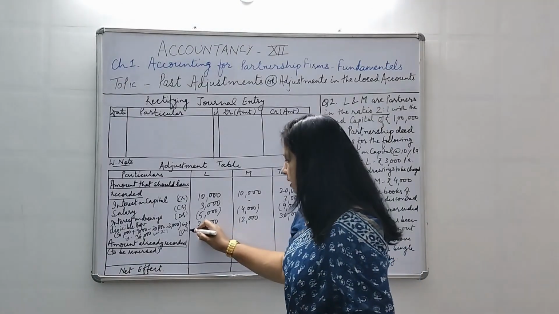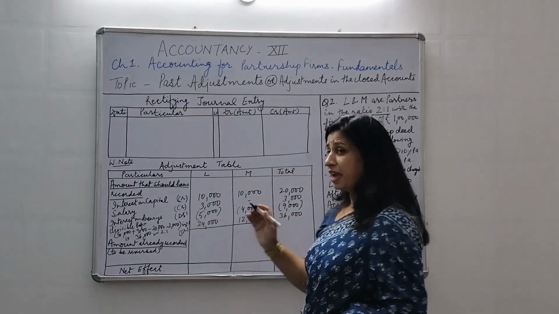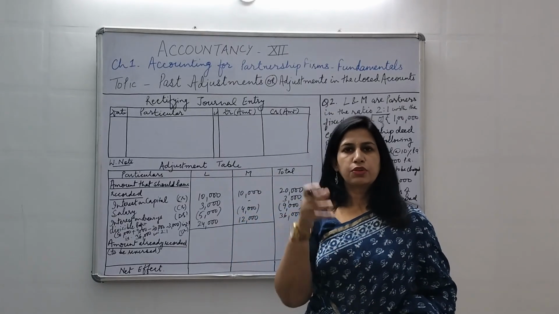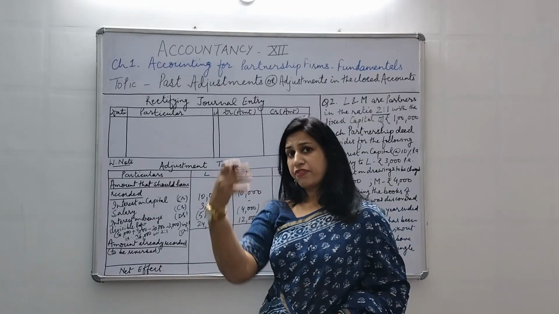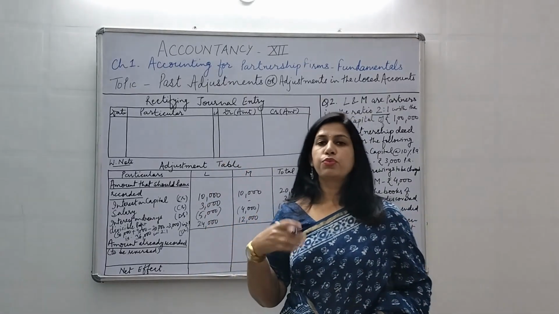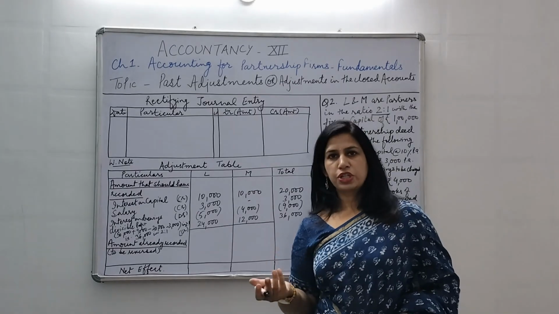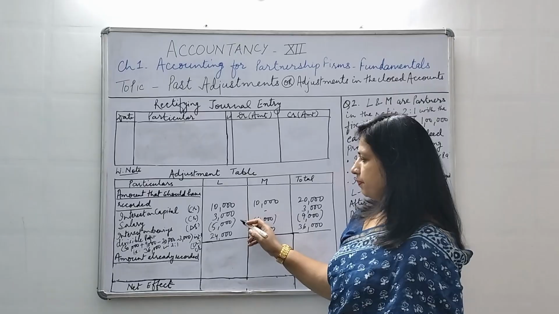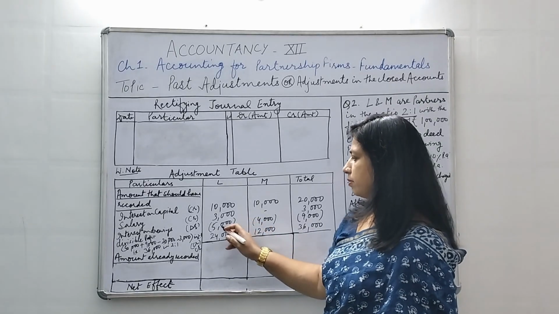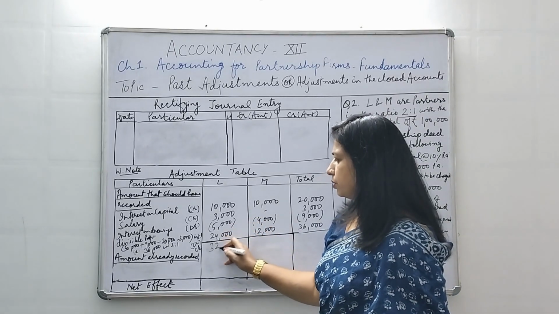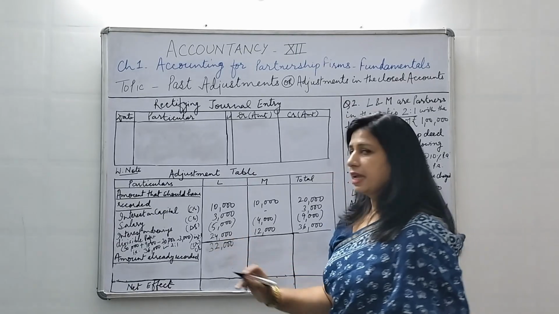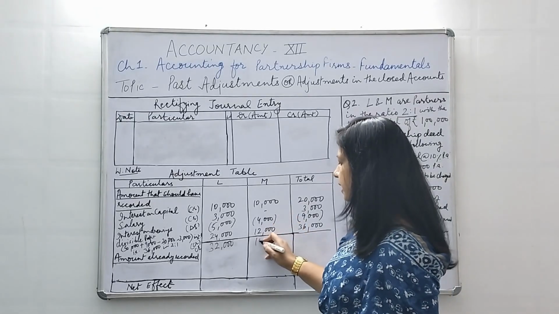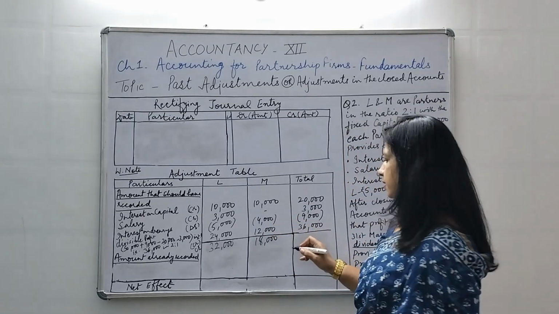Right? Now what are we going to do? We are going to find out the individual total of both the partners, that what L should have got if all the provisions were applied correctly, and what M should have got if all the provisions were applied correctly. So here it is 10 plus 3 plus 24, 37,000 minus 5, 32,000 is the amount that L should get. Okay, and M will get 10 plus 12, 22 minus 4 is 18,000. So M will get this much.